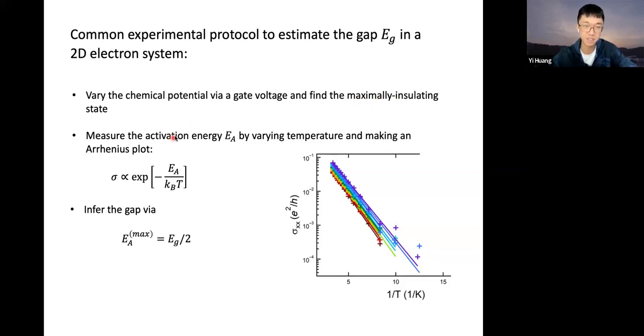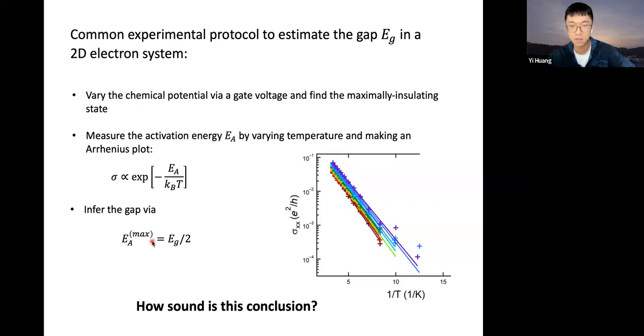When they identify such a state, they can measure the activation energy by plotting a so-called Arrhenius plot, which is the logarithm of conductivity as a function of inverse temperature. By measuring the slope of such a curve, you get the activation energy. They infer the gap by taking whatever the slope is as half the band gap. So they estimate the band gap using the slope of the Arrhenius plot. A natural question to ask is how reasonable or how reliable such an experimental protocol is.